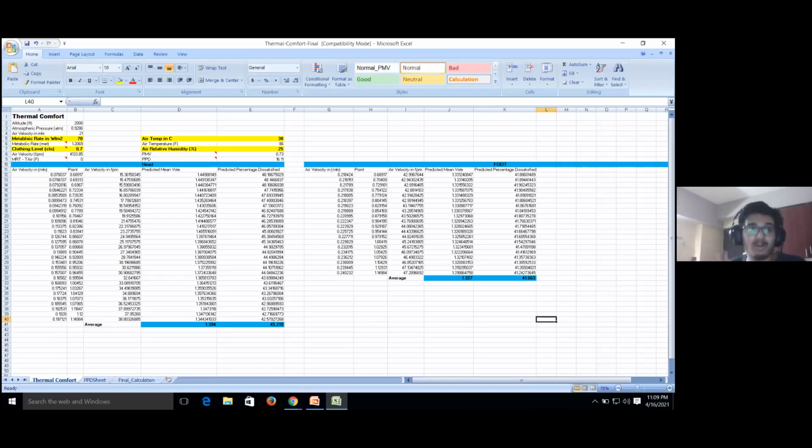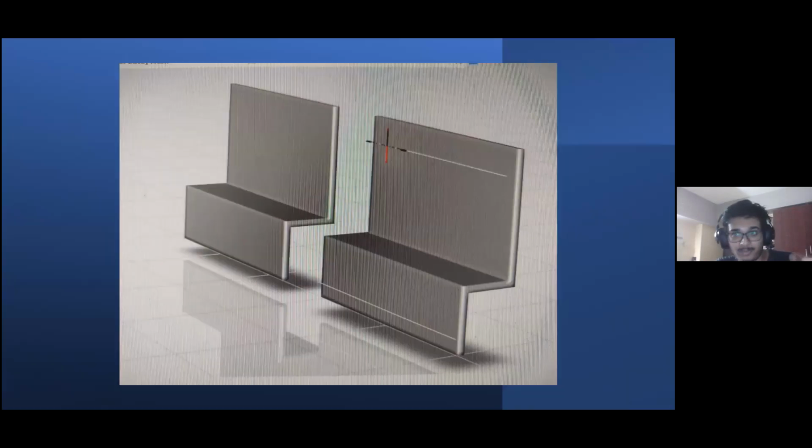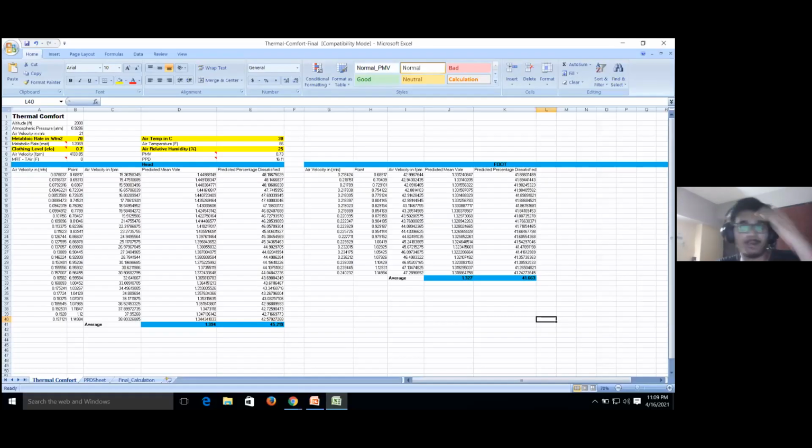This is the Excel sheet which we used for obtaining the values of PMV and PPD. You can see here that there are various points, and they are from these two lines. Along these points, we have obtained the value of the velocity from the simulation, and we have also inputted the value of the air temperature in the cabin, which has been assumed to be uniform. We also have to input the air relative humidity.